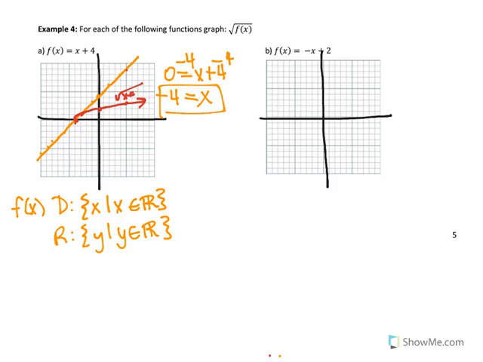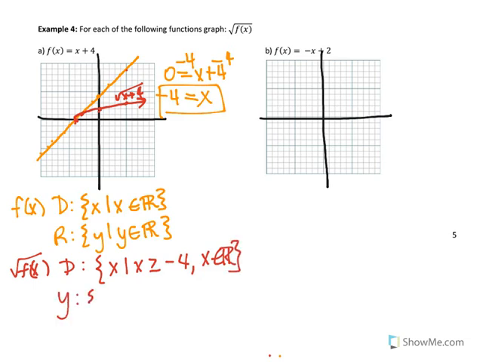There we go, that's better. So for this function, the domain is x is greater than or equal to -4. It's your x-intercept. And our range is y is greater than or equal to 0. And that is that function.